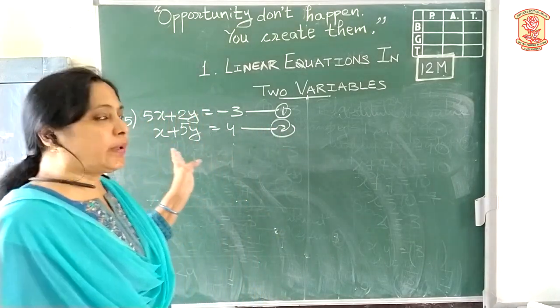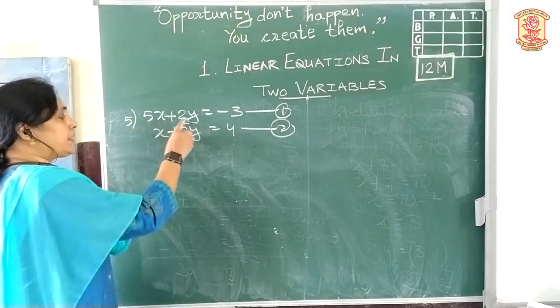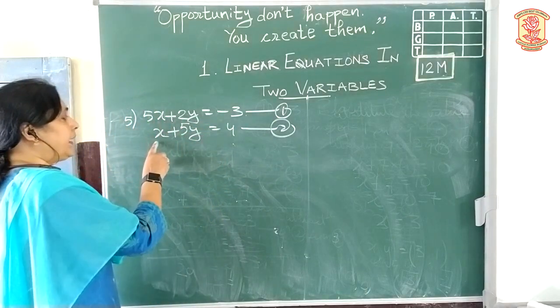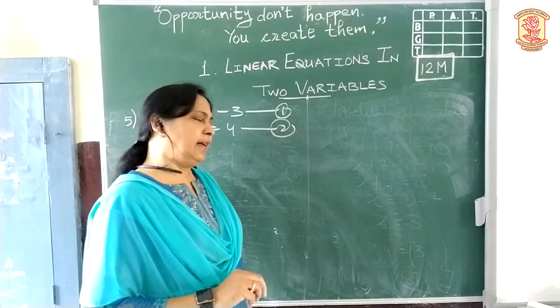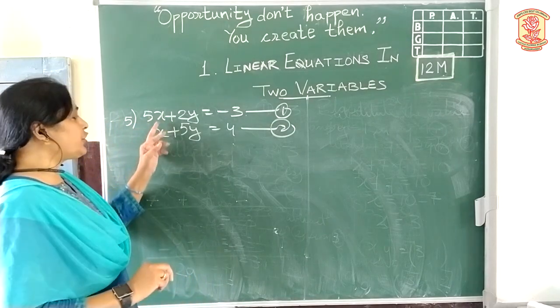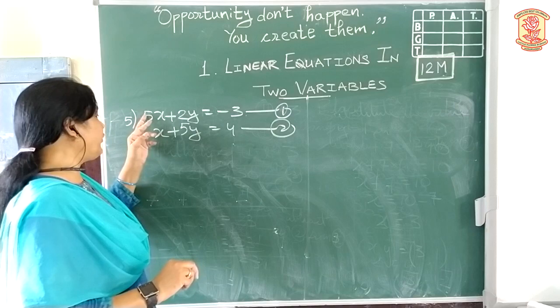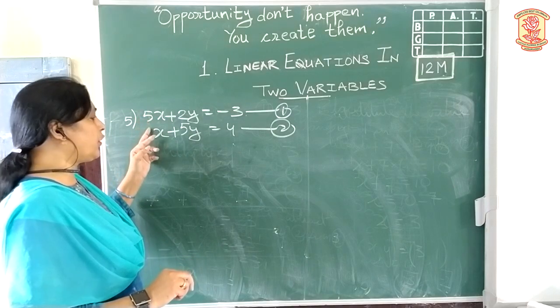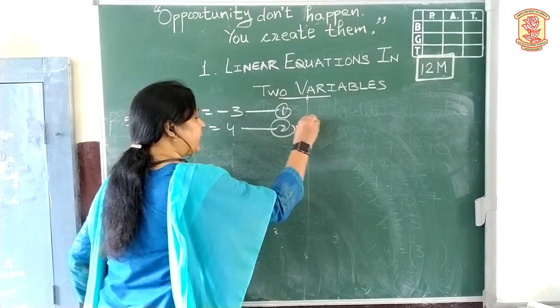Now I'm going to start with the fifth question of this exercise, that is 5x plus 2y equals minus 3 and x plus 5y equals 4. Again, we are going to equalize the coefficient. The coefficient of which variable are we going to equalize? x, because here the coefficients are 5 and 1. So what are we supposed to do? We'll multiply equation 2 by 5.